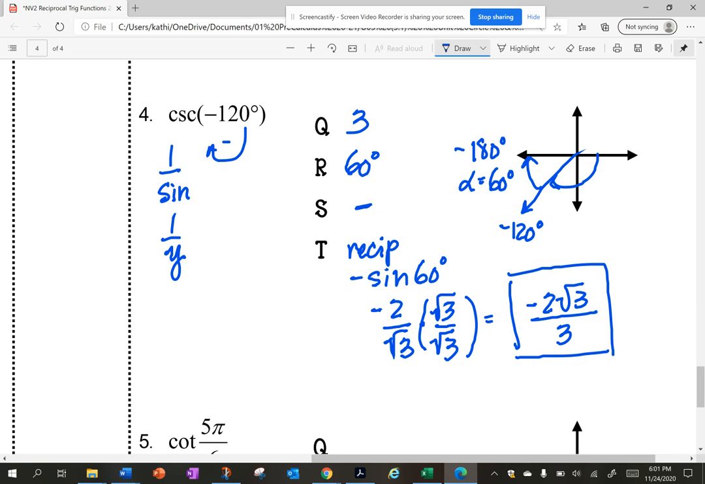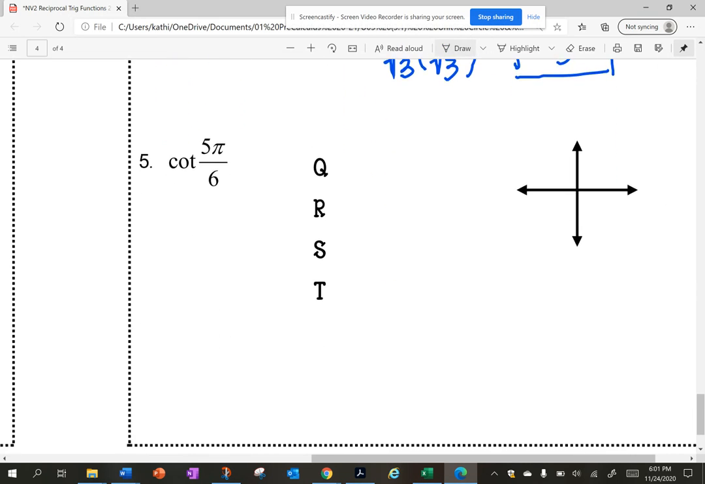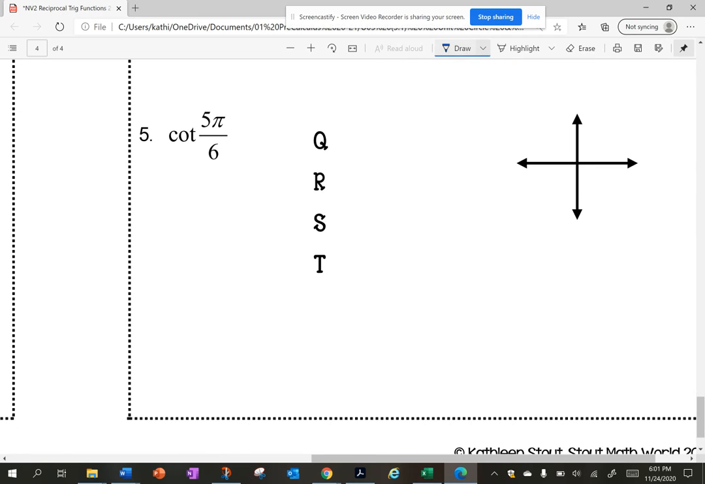So just take it one step at a time, the QRST, and just follow down. Okay, let's try the next one, cotangent. So this is another reciprocal function. This time going in the positive rotation.